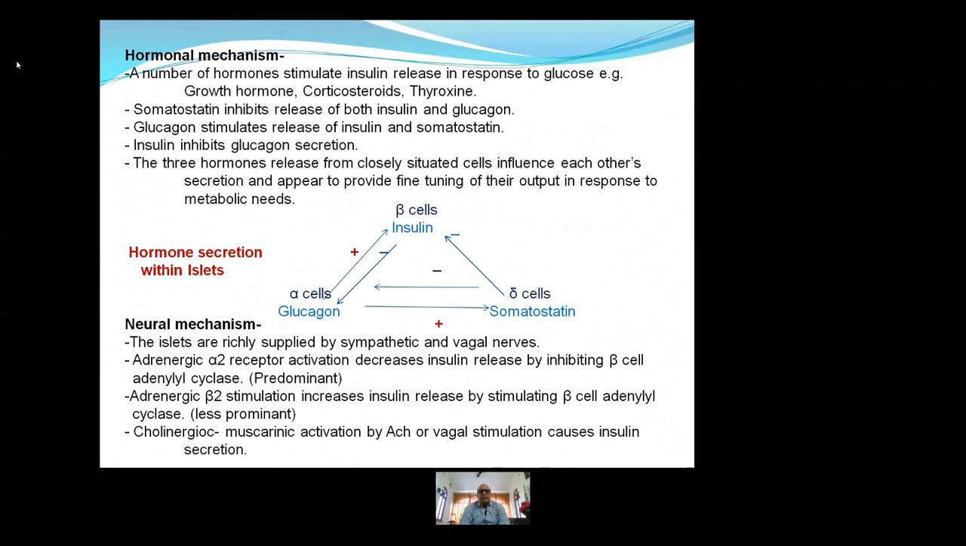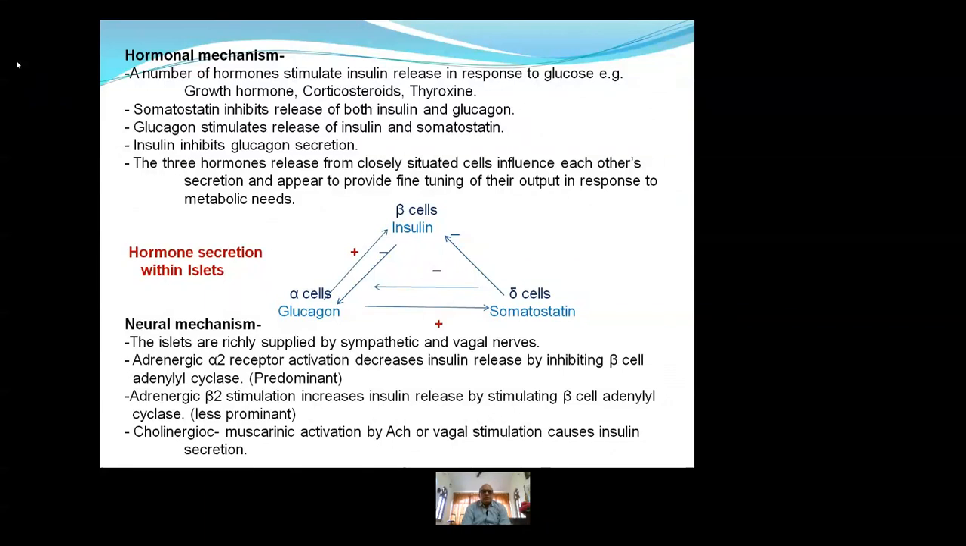Hormonal mechanism. A number of hormones stimulate insulin release in response to glucose, for example, growth hormone, corticosteroid, and thyroxine. Somatostatin inhibits release of both insulin and glucagon. Glucagon stimulates release of insulin and somatostatin. Insulin inhibits glucagon secretion. The three hormones released from closely situated cells influence each other's secretion and appear to provide fine tuning of their output in response to metabolic need.